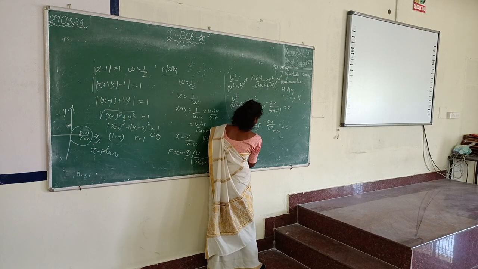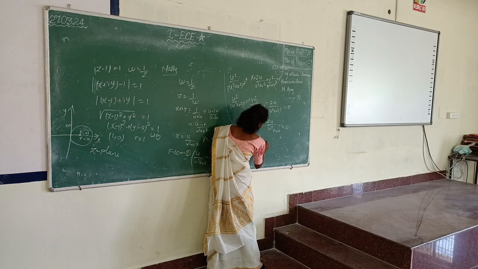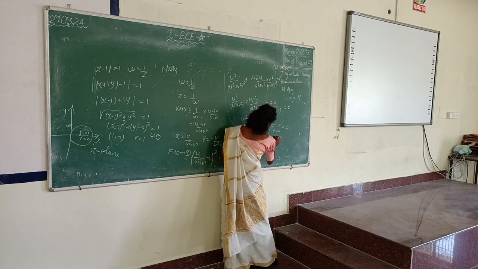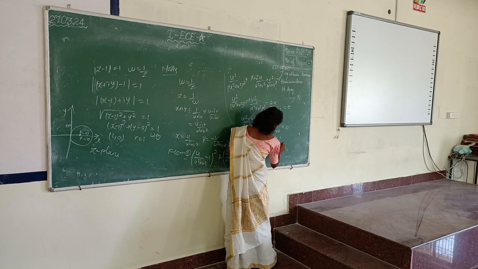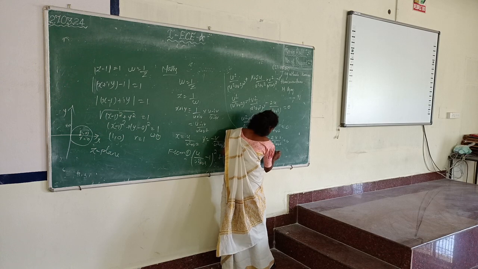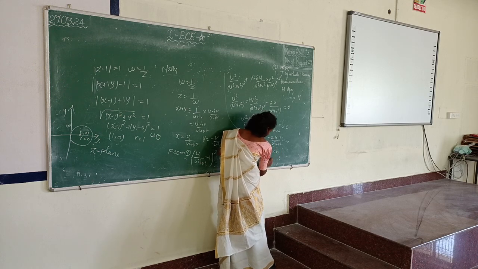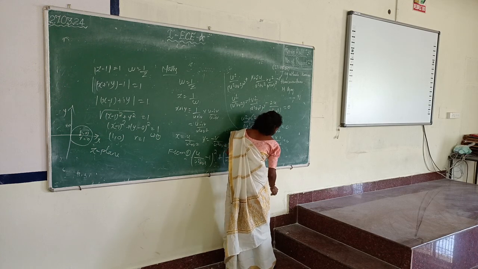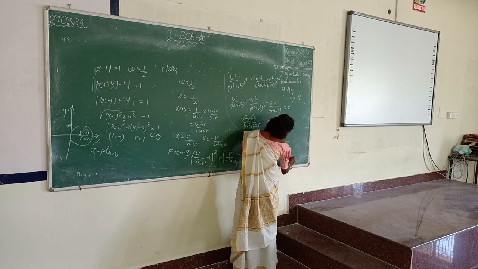Both will be cancelled. 1 divided by u square plus v square minus 2u divided by u square plus v square is equal to 0. Then 1 minus 2u divided by u square plus v square is equal to 0. Now what are we getting? 1 minus 2u equal to 0, so 2u equal to 1. u is equal to 1 by 2.